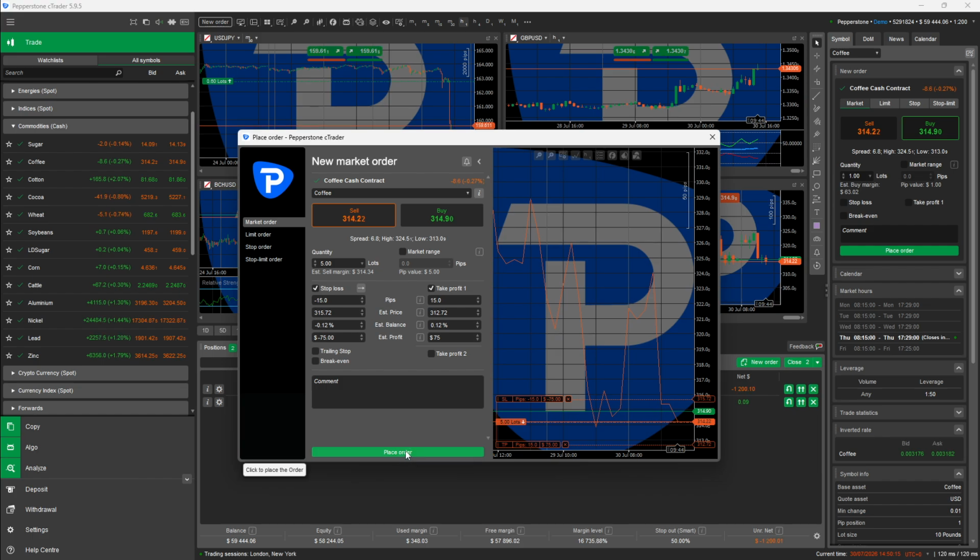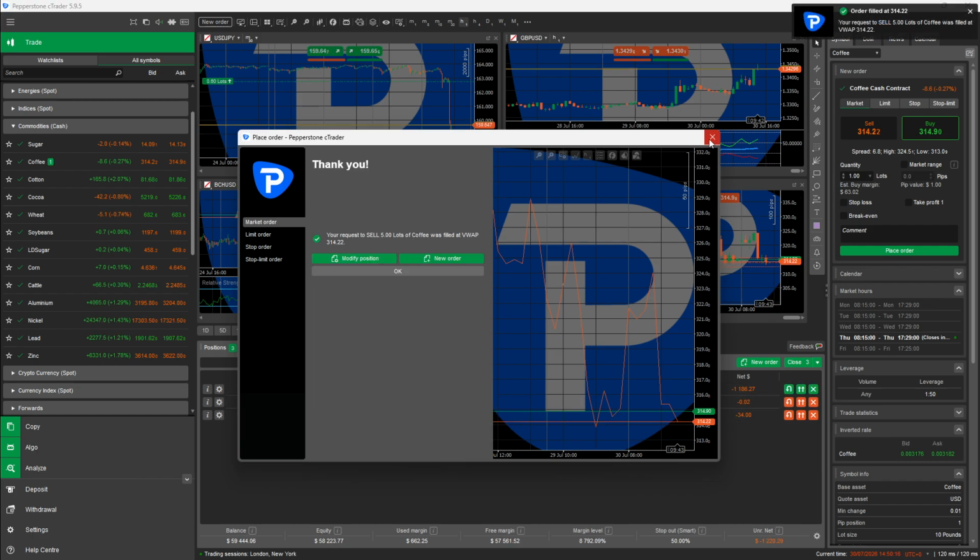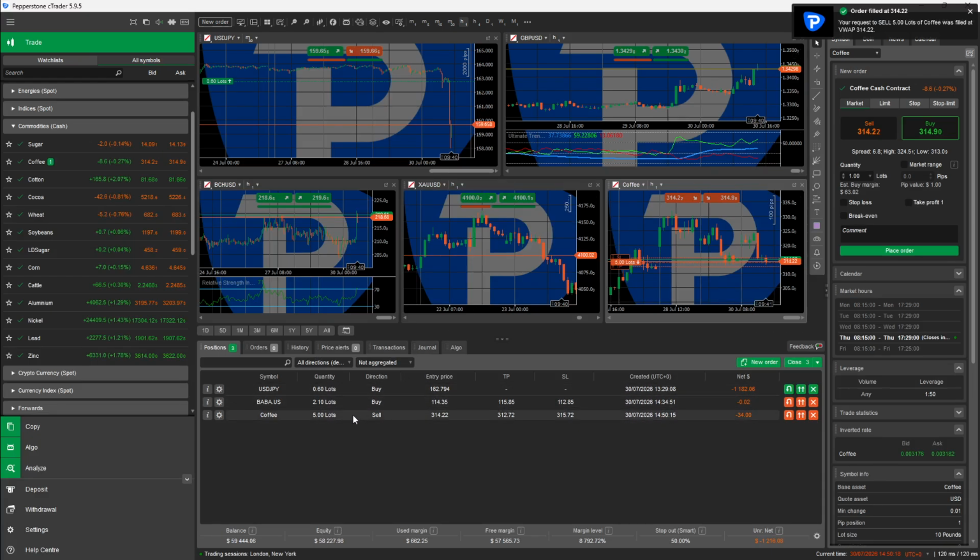Once the order has been filled, go to the Trade section and check the Positions tab. This is where you can verify that your commodity trade is now active. You will be able to see the position details there, including the instrument, trade size, and current result.